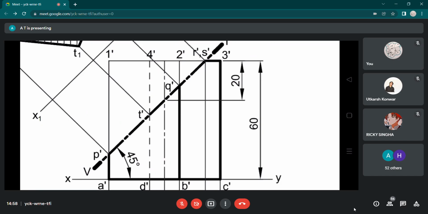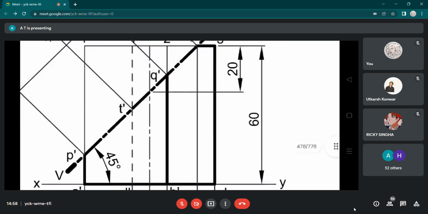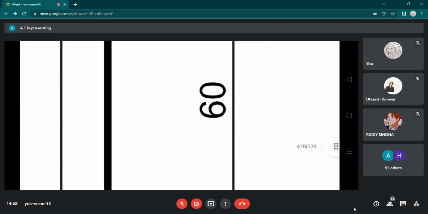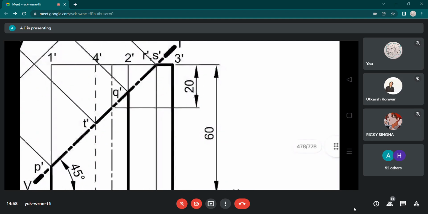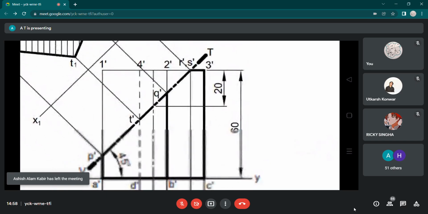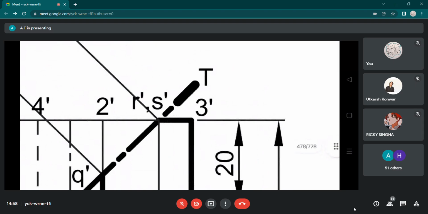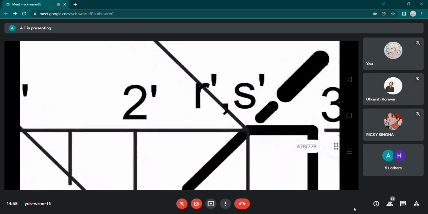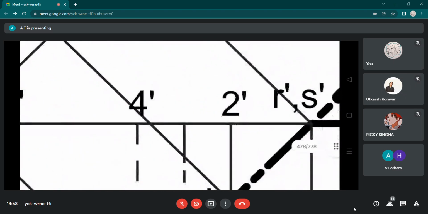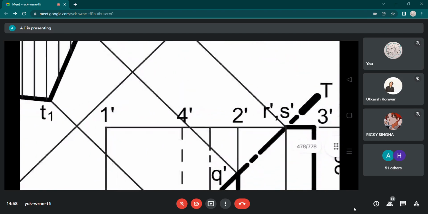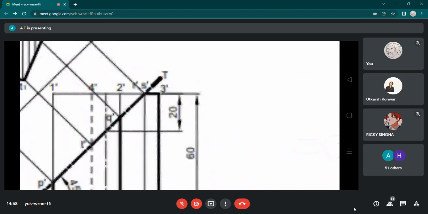Can you get it at 60 mm? I told you the height of the square prism is 60 mm. This 60, you see 60, 60, 60. Can you get this 60 at a height of 60 mm? Can you get this 3 dash, this 2 dash, this 4 dash, this 1 dash? Yes, sir.